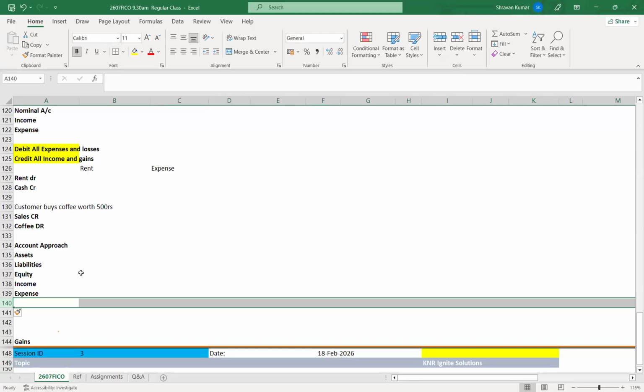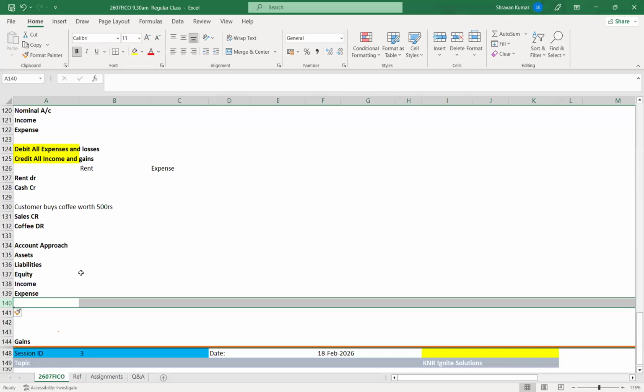So why do we need to learn the golden rules, as SAP follows more of a modern accounting approach? You might have this question: if SAP uses modern accounting, why do we still need to learn these rules? There are three reasons. First, it will strengthen your accounting foundation.